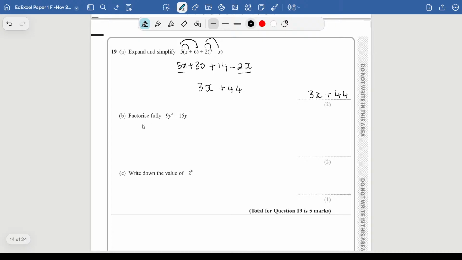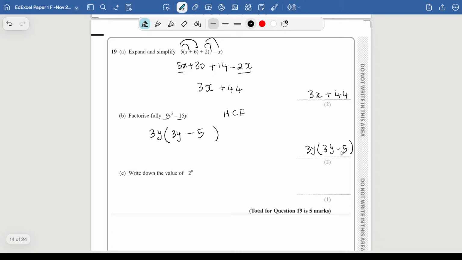Next question is factorize fully 9y squared minus 15y. So we first take the numbers and find their HCF. The HCF of 9 and 15, I think that's 3. The common factor is 3 here. And from the letters, we can take out y as a common letter. And what remains now? 9y squared divided by 3y, so you have 3y remaining. 15y divided by 3y is 5 remaining. So the answer is 3y times (3y minus 5).